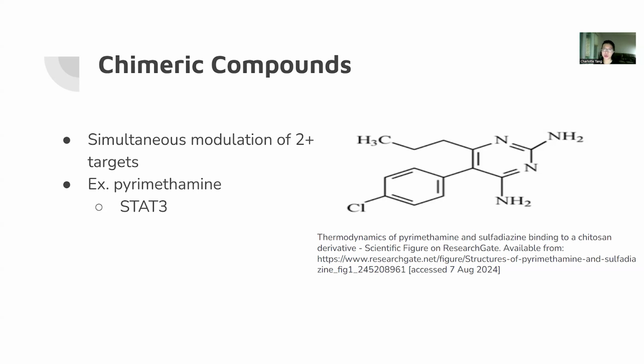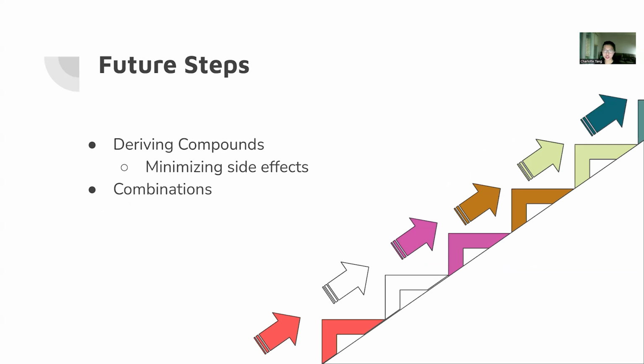Something that I thought would be really important to mention is that some of these HDAC inhibitors haven't actually been tried in the human body. So some of these have been tried in mouse models and cell lines, but some of them not in the human body. So some future steps that I see are deriving compounds from the pre-existing HDAC inhibitors.